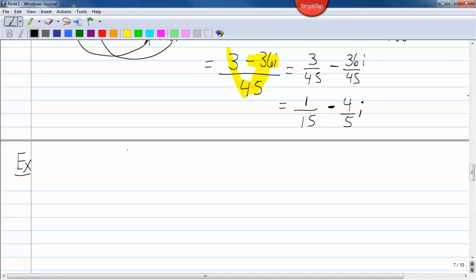Let me do one more for you. Say that I have 5 plus 4i over 4 minus I. Alright, so I want to multiply by the conjugate of the denominator. So I want to multiply the numerator and denominator by 4 plus I.